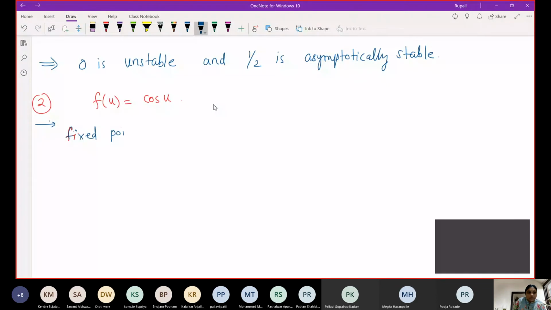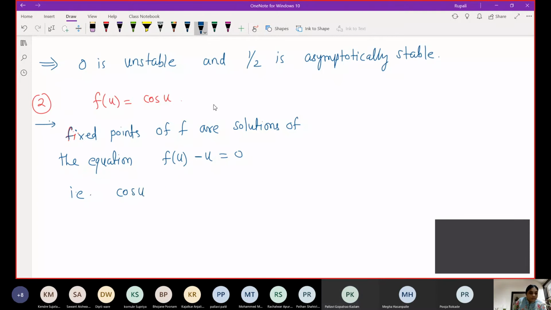Fixed points of f are the solutions of the equation. Which equation? f(u) minus u is equal to 0. That is, cos u minus u is equal to 0. Right?